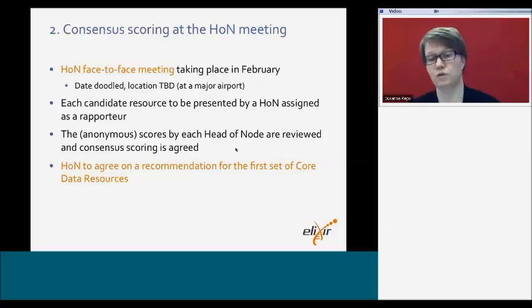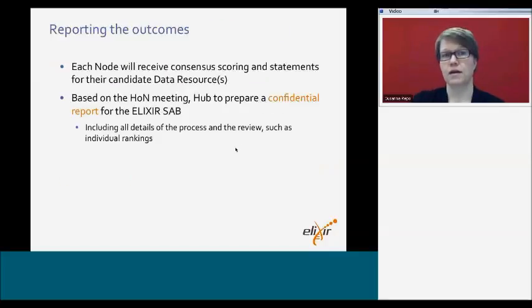And in addition, we will also prepare a short statement for each submitted candidate core data resource, so that each submission will receive an evaluation back. So each node who submitted candidate core data resources will receive the consensus scoring and statement back for their candidate resources, and these will all be communicated via the heads of nodes. And then, based on the heads of nodes meeting, the ELIXIR Hub will prepare a confidential report for the ELIXIR SAB.